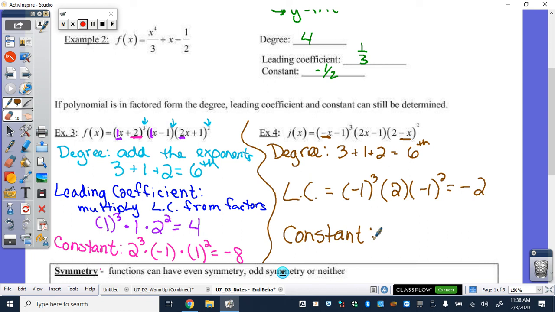So then our last one, our constant term from the first parentheses would be a negative 1. Second parentheses would be another negative 1. And then the third parentheses would be a 2 squared. So what does that end up giving us? 4.